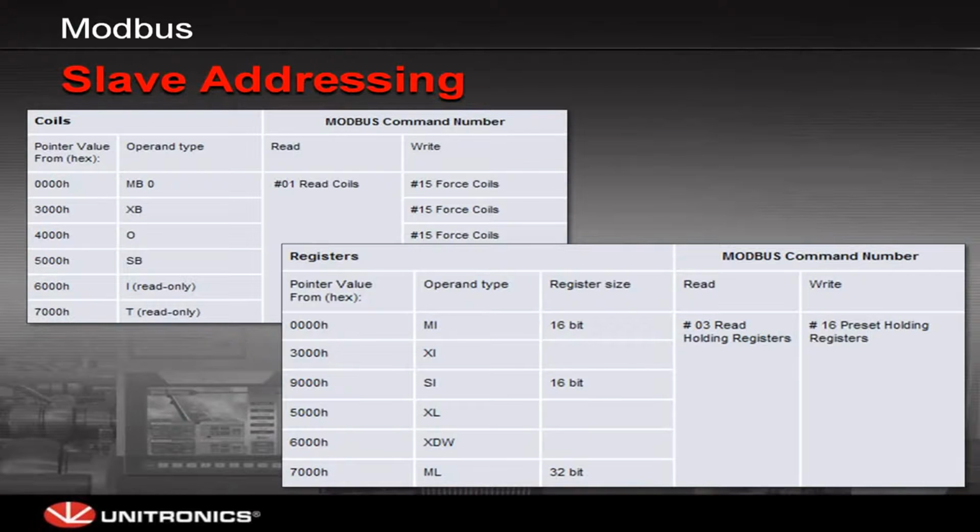But as you can see here, if you're addressing a memory bit, for example, the pointer starts off at 0, so there's not a whole lot to actually calculate. 0 hex would reference your MB0 if you wanted to do a read or a write. 1 hex would be MB1, so on and so forth. And this table also shows you which type of command number you're going to be using.